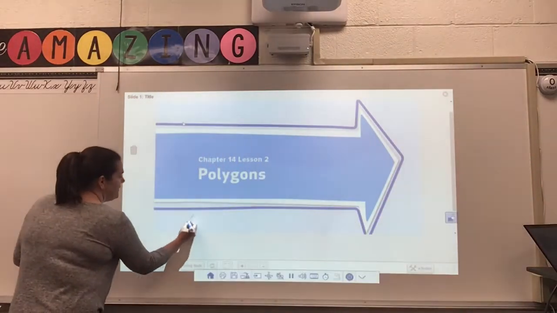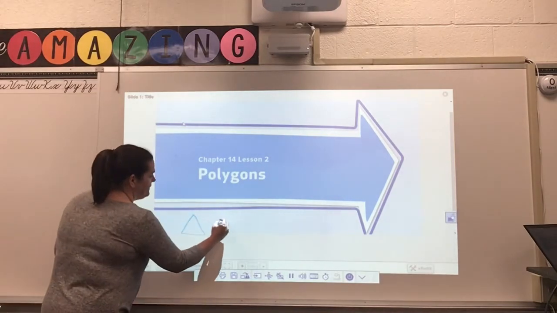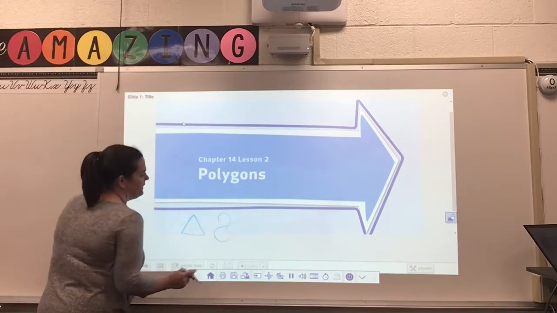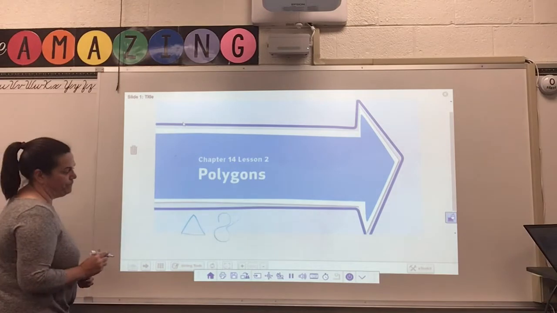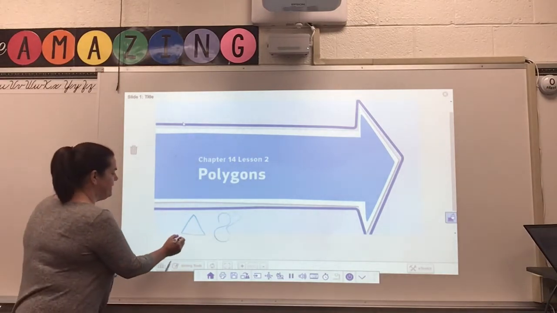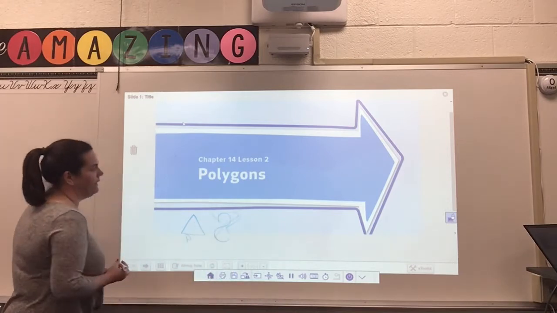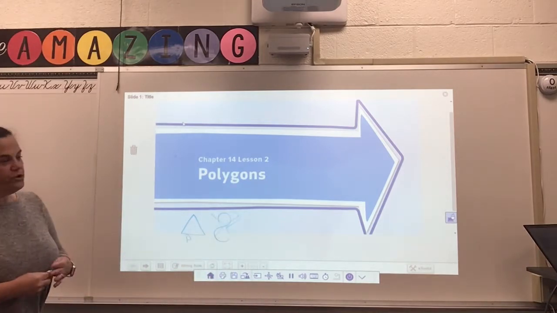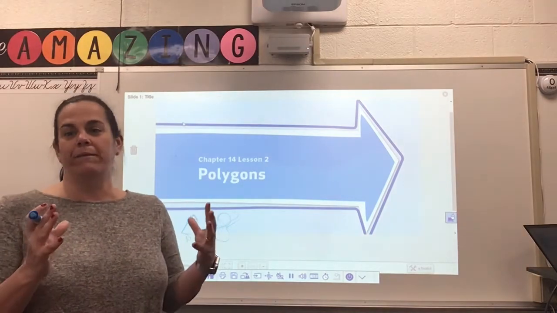Like this is a closed figure. This is not a closed figure because these two ends never meet. Okay? So this is a polygon. This is not a polygon. Two-dimensional means that it's flat. It means that it's not three-dimensional.